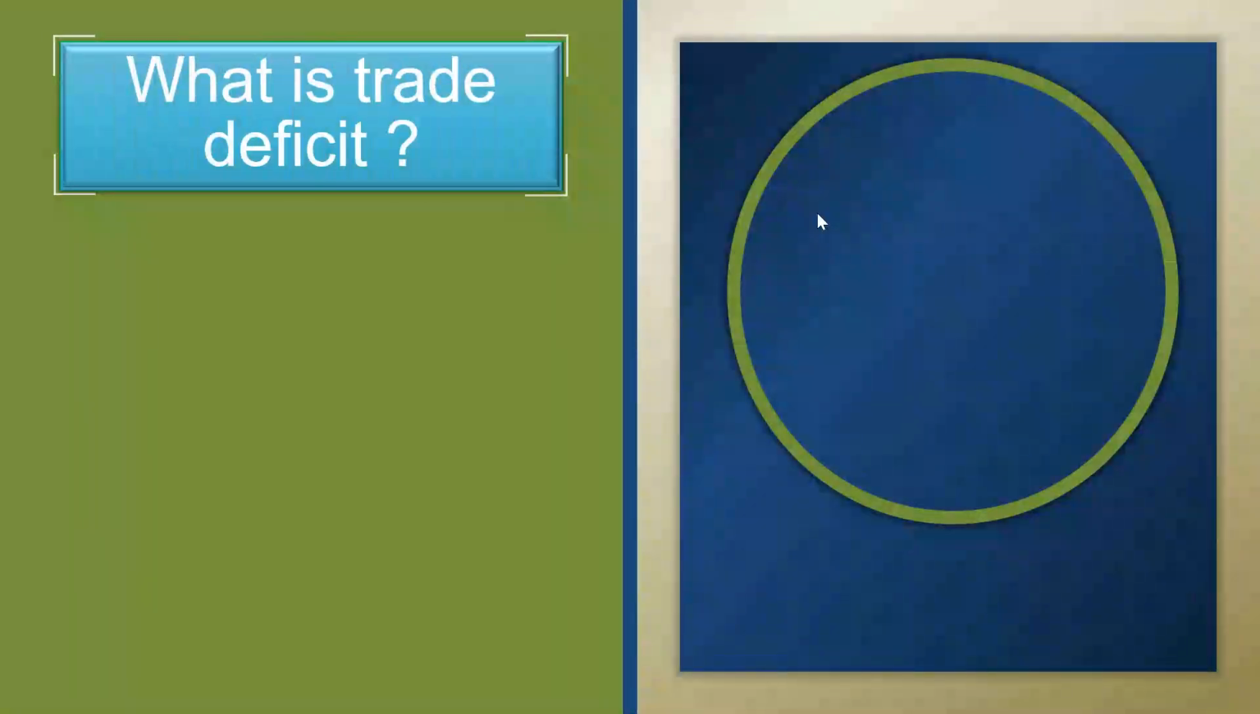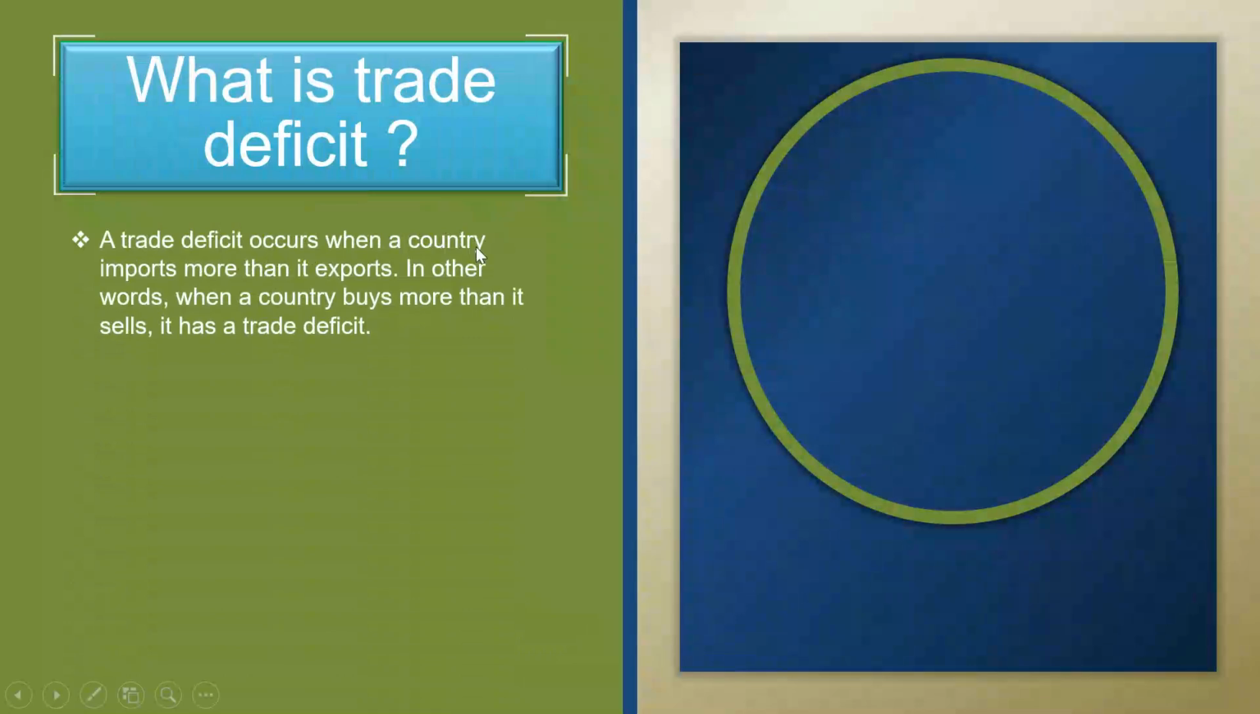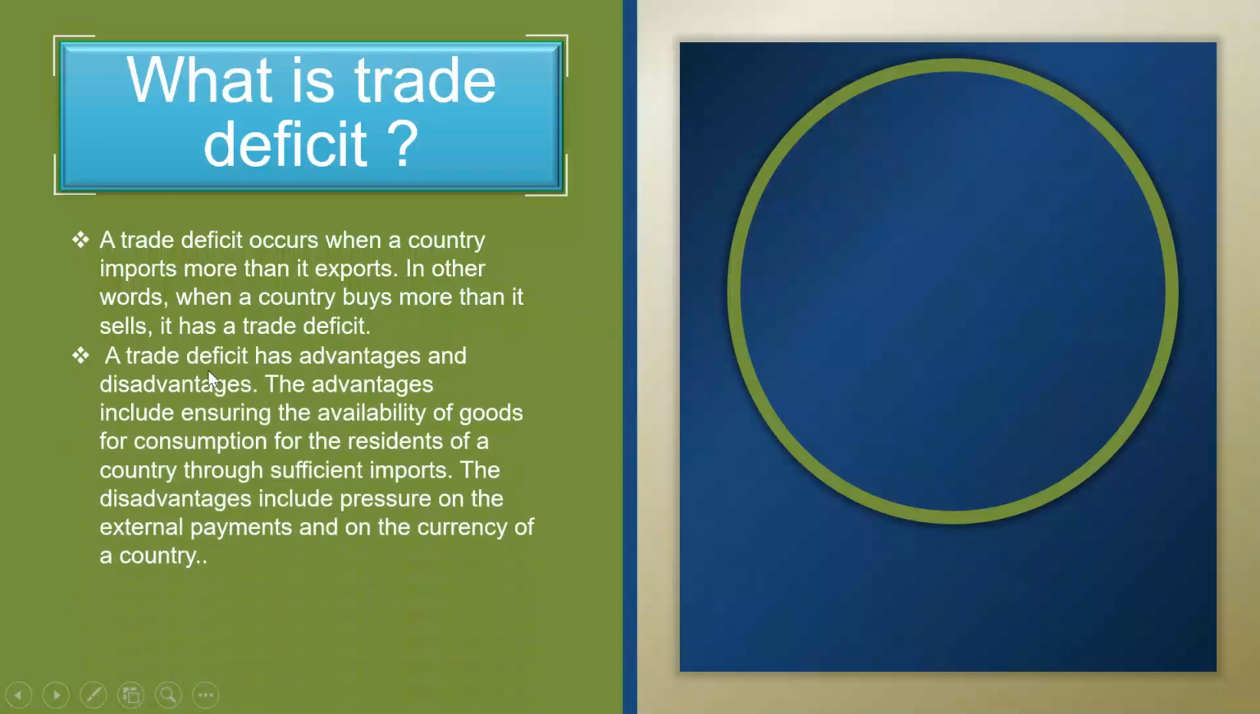What is trade deficit? A trade deficit occurs when a country imports more than it exports. In other words, when a country buys more than it sells, it has a trade deficit. A trade deficit has advantages and disadvantages. Advantages include ensuring the availability of goods for consumption for the residents of a country through sufficient imports. The disadvantages include pressure on the external payments and the currency of a country. So the advantages are it can benefit people, but the disadvantages are it can put pressure on the country.